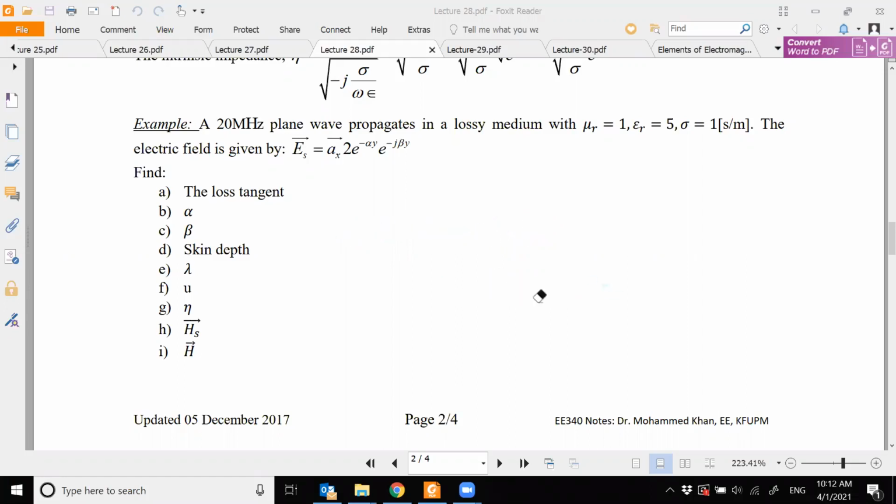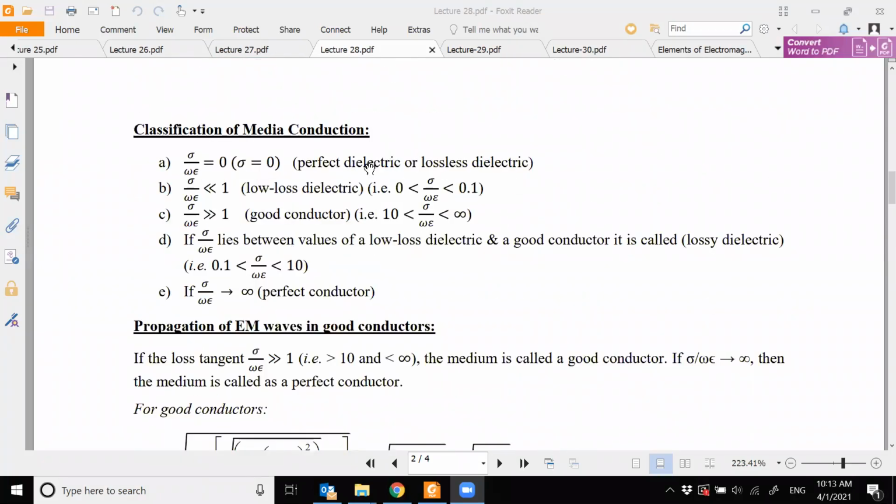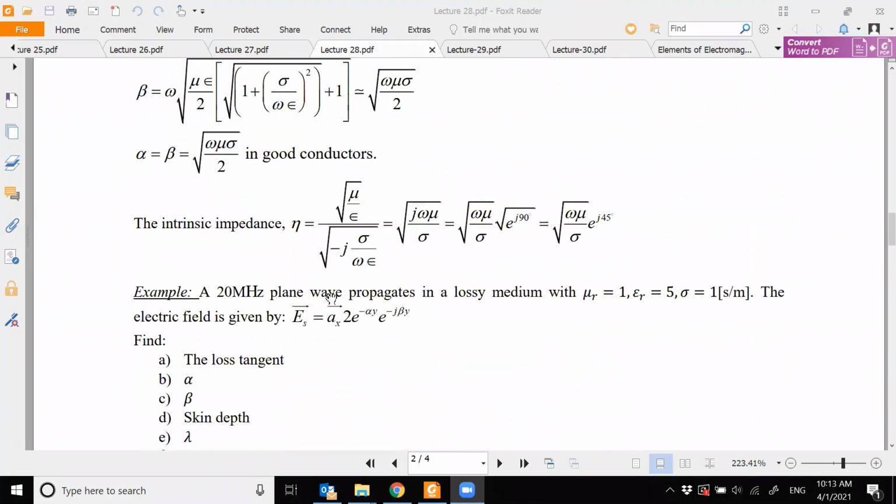Now we will find all these parameters: the loss tangent, alpha, beta, skin depth, the wavelength, the phase velocity, eta, and the associated magnetic field in the phasor form, as well as in the time domain, which is the instantaneous form. First, let's find the loss tangent, because this is the first step, to check in which category the material falls.